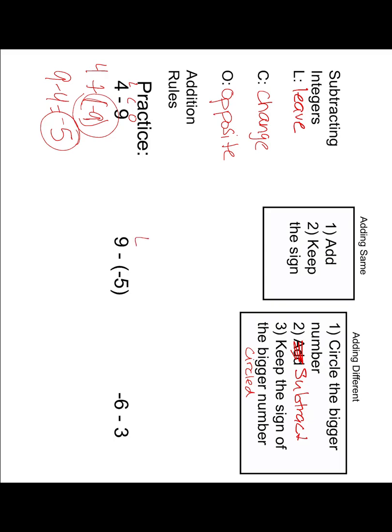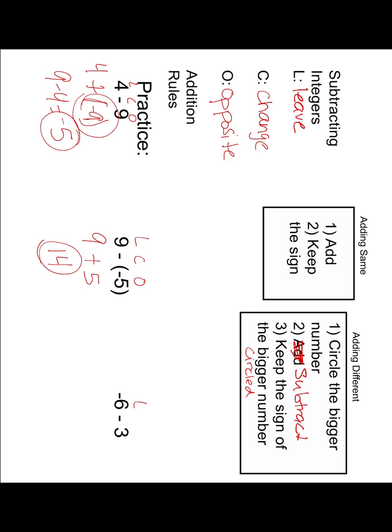Next one, 9 minus -5. Leave, change, opposite. 9 plus 5. Same sign, 2 positive, so I'm going to add and keep the sign.